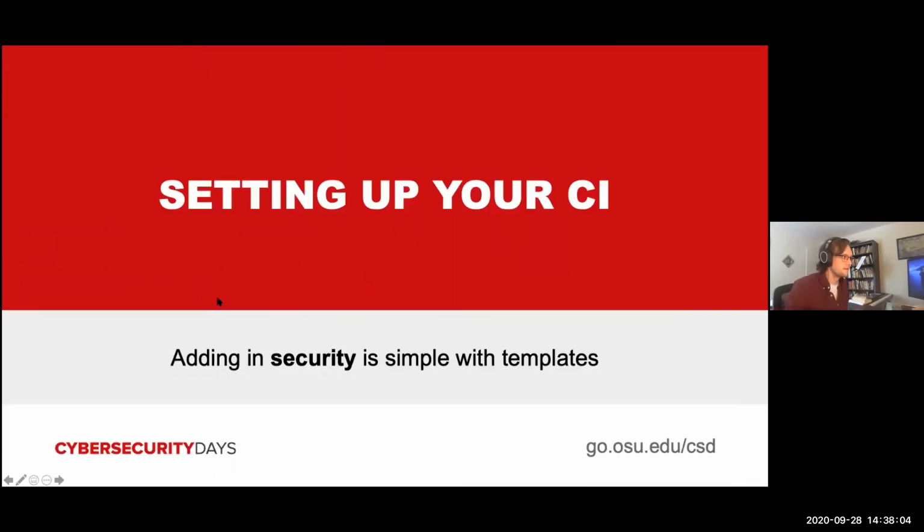So now let's set up CI. CI is short for continuous integration. You probably hear it along with continuous deployment. We're kind of leaving out the deployment part, at least for this talk. We're really integrating security into how we build our app.